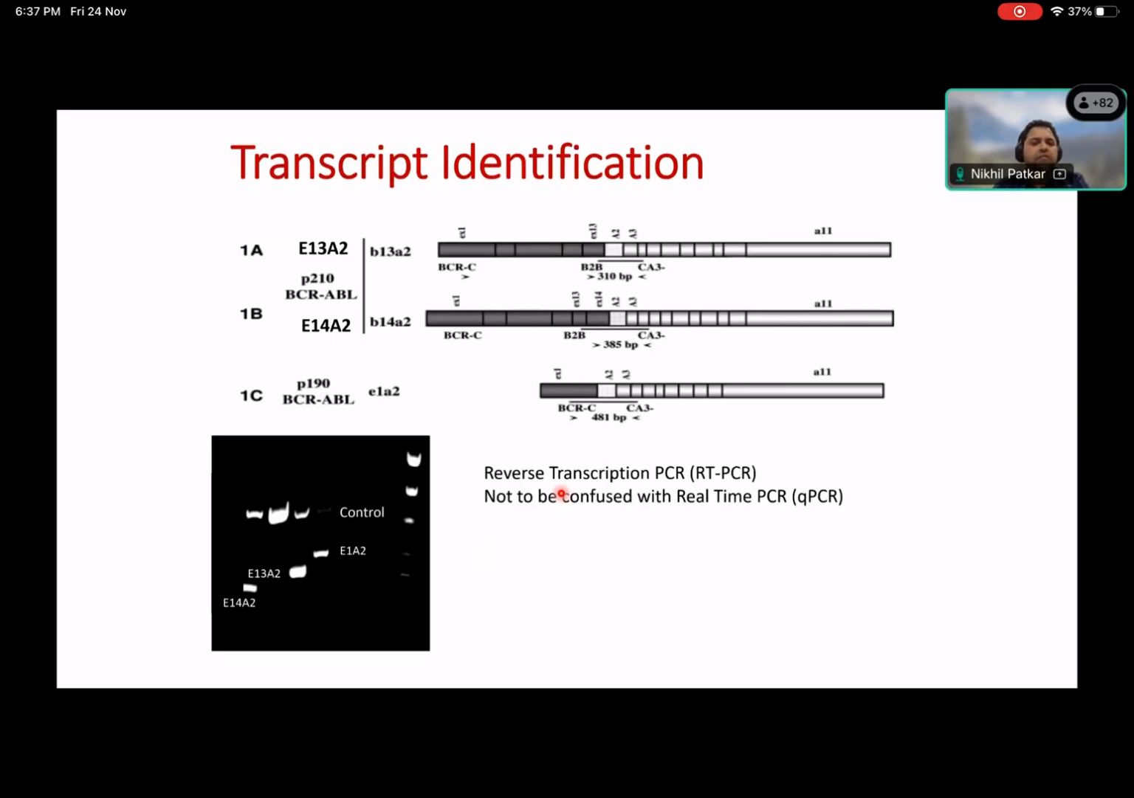So this is an example of transcript identification in a newly diagnosed patient of CML. You can see here that if you do these real-time PCRs, you get amplicons of a different length. So depending on how your assay is standardized, you can have E14A2, E13A2, and E1A2. All these are translocations which are of different types in CML. The E13A2 and E14A2 are typically seen in CML, whereas the E1A2 is typically seen in Ph positive ALL. The correct acronym for this is qPCR, and RT-PCR is actually reverse transcription PCR.